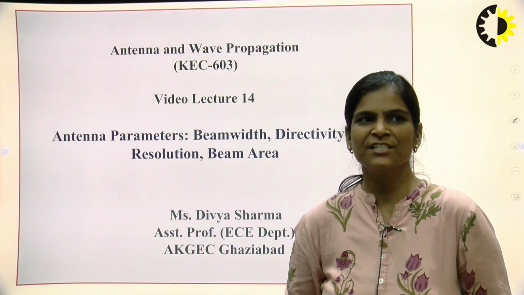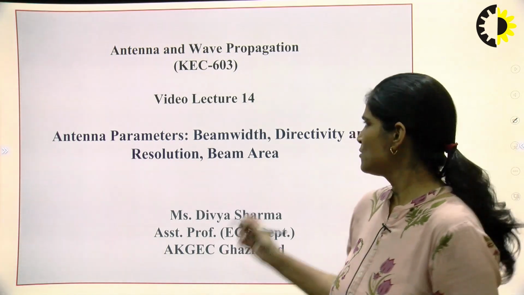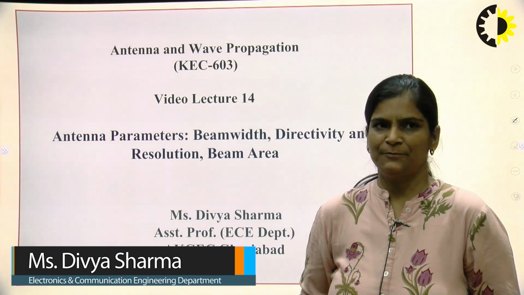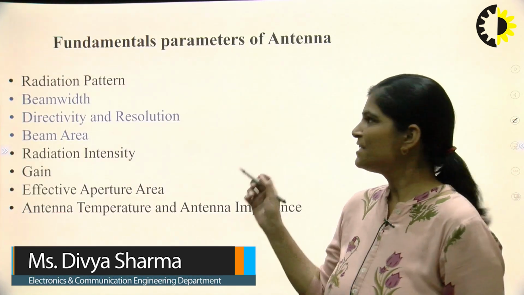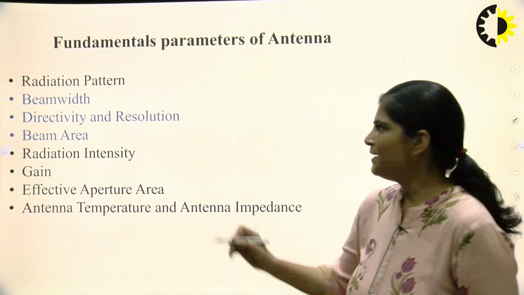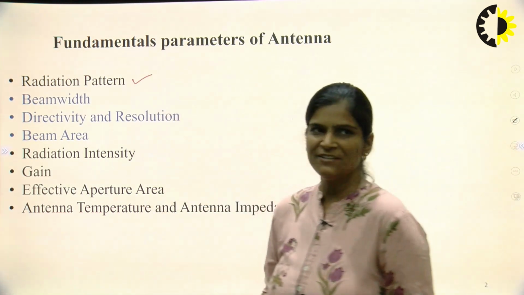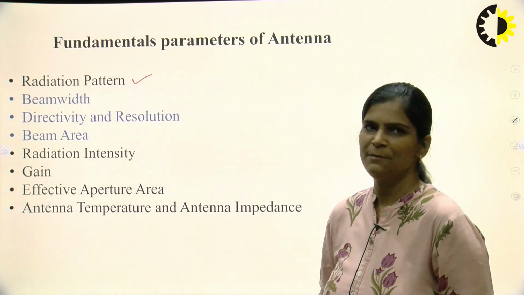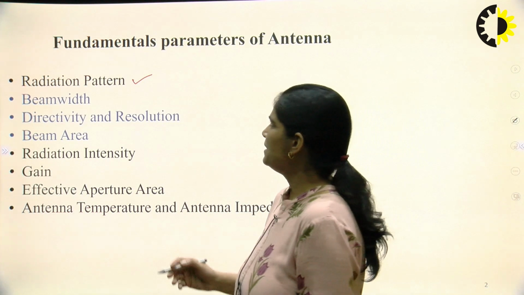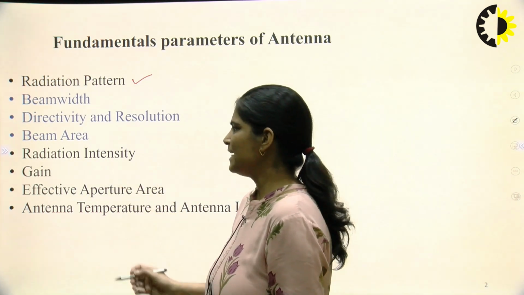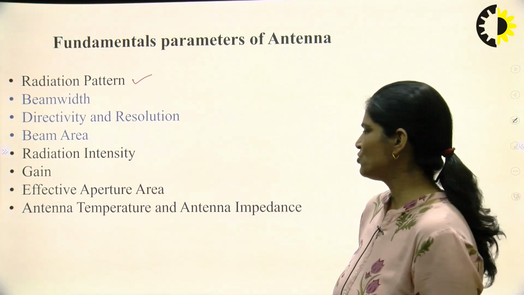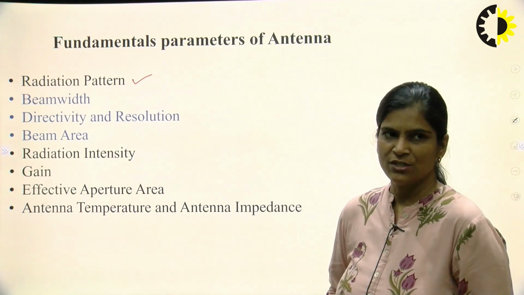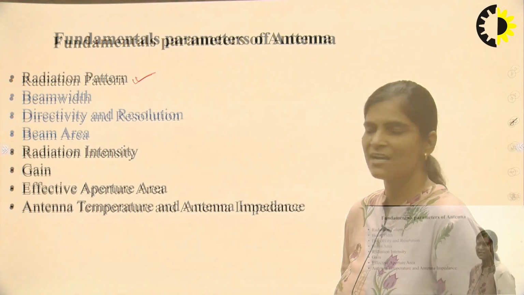My today's video lecture is on antenna parameters. First is beam width, directivity and resolution, beam area. So these are the fundamental parameters of antenna. Radiation pattern was already discussed in the previous lecture. So today we will discuss beam width, directivity and resolution, and beam area. And these are other parameters of antenna: radiation intensity, gain, effective aperture area, antenna temperature and antenna impedance. These parameters we will discuss in the next video lecture. So today we'll start with beam width.